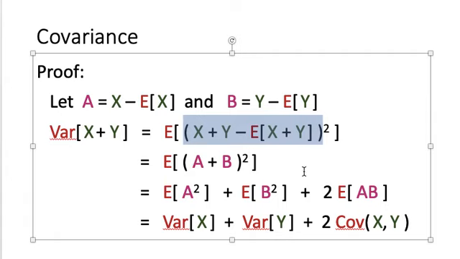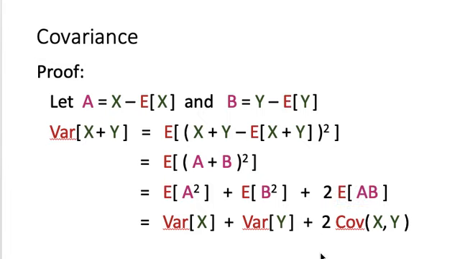Using algebra and linearity of expectation, this will be E[A squared] plus E[B squared] plus 2 times E[AB]. Since (A plus B) squared is A squared plus B squared plus 2AB, we get this equality by linearity of expectation and simple algebra. Now E[A squared], by definition, is the variance of X. E[B squared] is the variance of Y, and E[AB] is the covariance of X,Y. So we get our theorem proven.